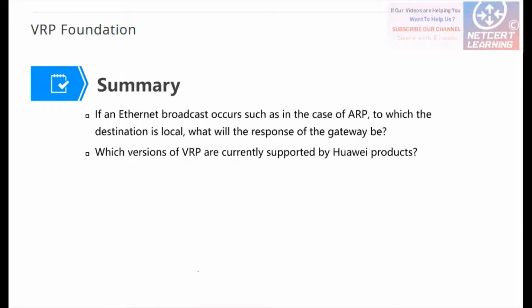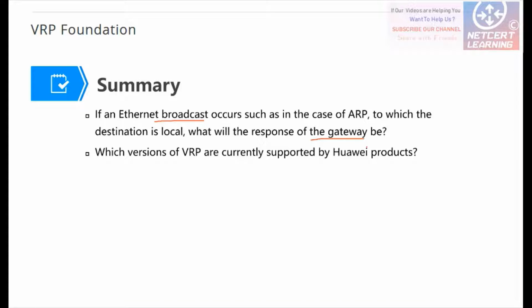Okay, we have got to the end of this chapter, and this is a summary. There are two questions to think over. First, if an Ethernet broadcast has reached the gateway, where the destination is local, what's the response of the gateway? When the broadcast has reached the gateway, what will the gateway do?